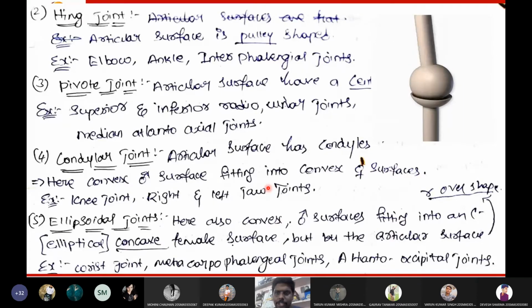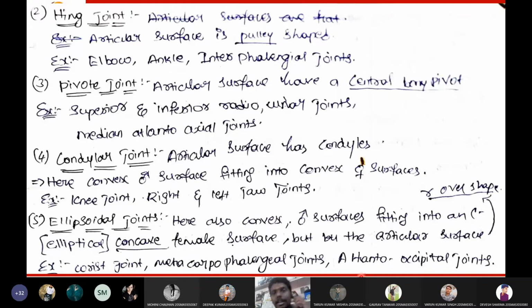In the case of an ellipsoidal joint, you will have a rotatory, a circular bone which is fixed in a concave plate. Such a type of joint is called an ellipsoidal joint. And this ellipsoidal joint is present in the wrist joint, metacarpophalangeal joints, and in the occipital joints you will see these ellipsoidal joints.